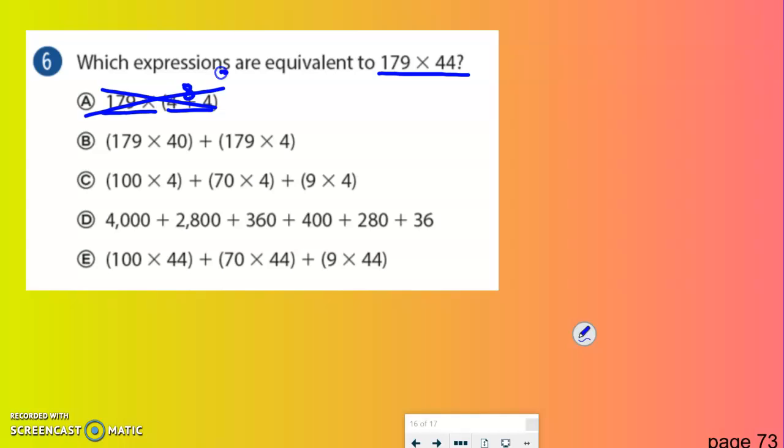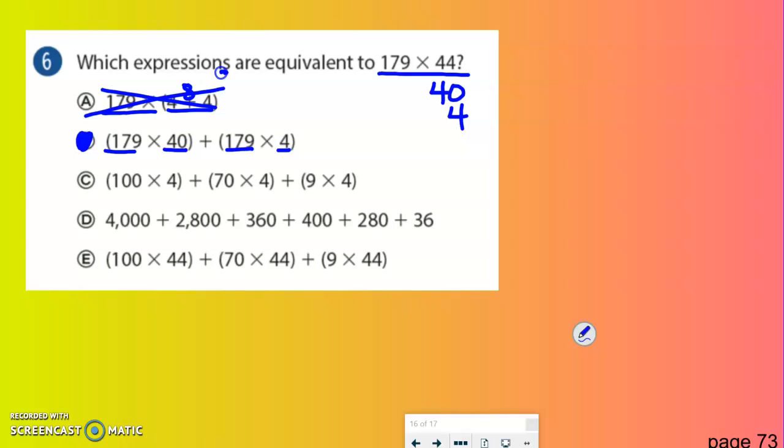So the next one says 179 times 40 and 179 times 4. So what did they do there? They took 44 and they did expanded form of 40 and 4. So yes, that one is correct because 40 and 4 makes 44.